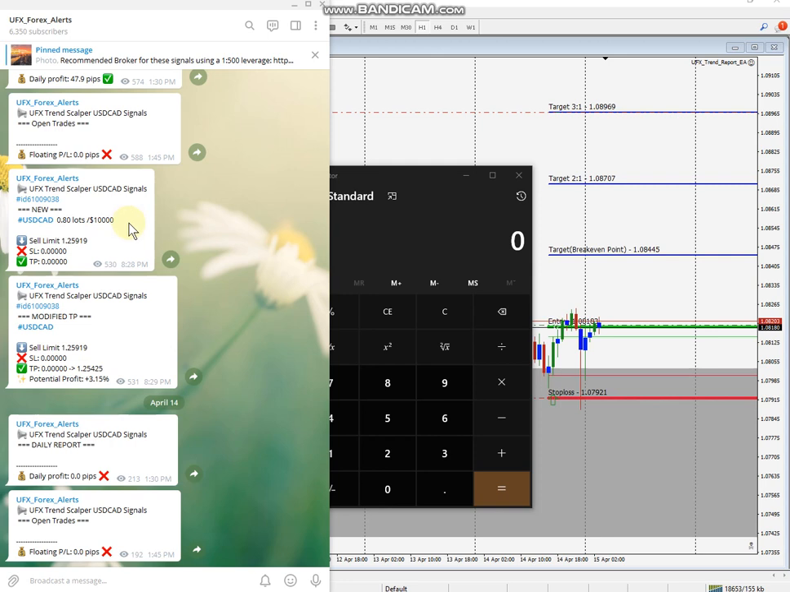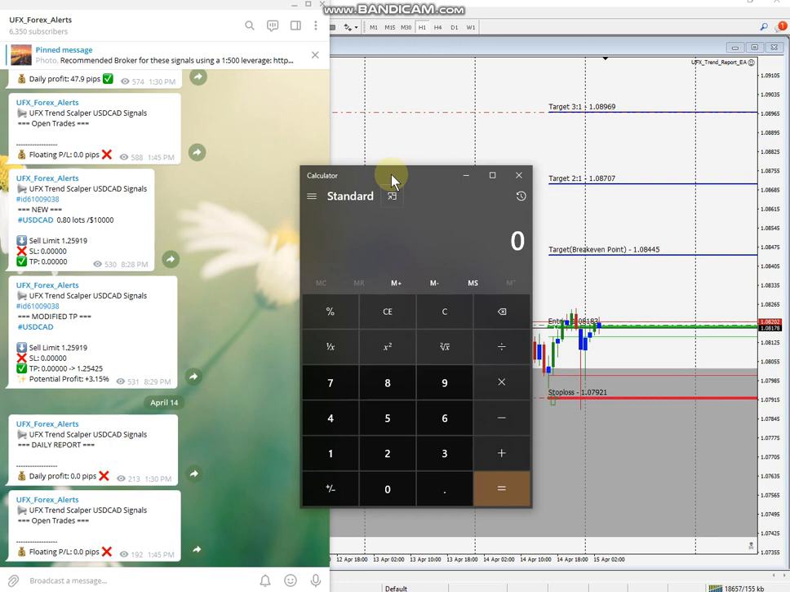Okay, so for a $10,000 account, you're going to want to trade 0.8 lots. Okay, so my rule of thumb for this strategy that I'm trading on the USD CAD is 0.01 lots per $150. Okay, so I wouldn't be trading these alerts on a $10 account or a $50 account. I would have a minimum of 150, trading 0.01 lots.